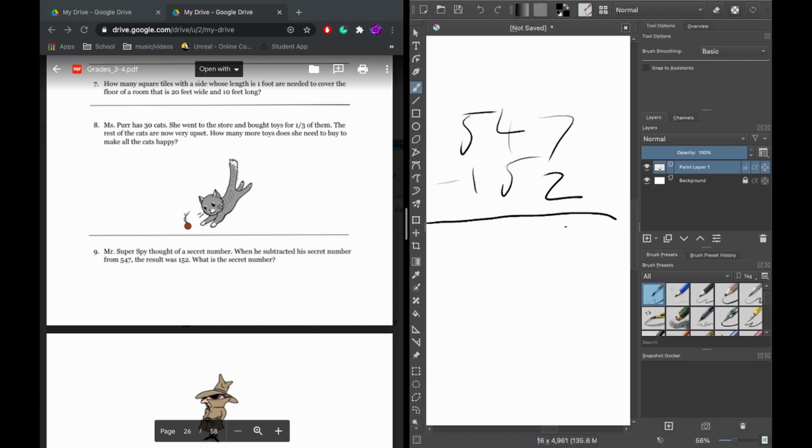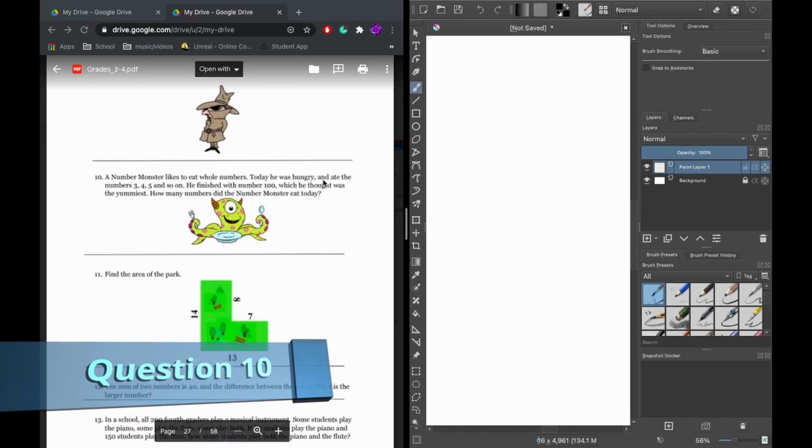So 7 minus 2 is 5. And then 5 minus 4 equals 1. But then 1 plus 9 equals 10. So 9 right here. And then we borrowed. So I'm going to put a dot right there. And then 5 minus 1 is 4. And then 4 minus 1 is 3. So 395. Moving on to question number 10.